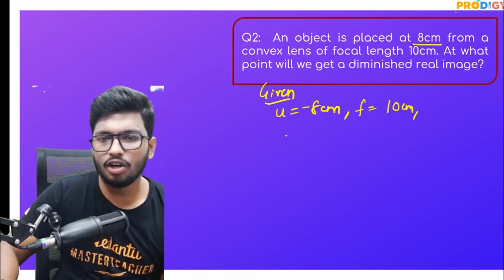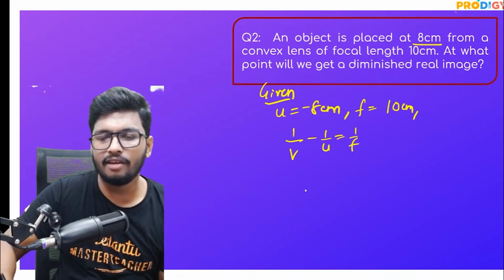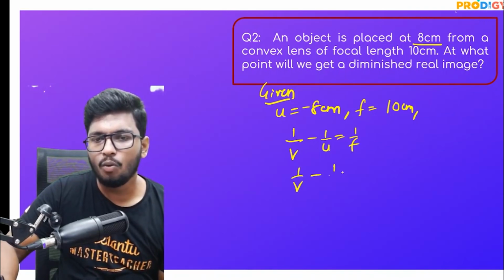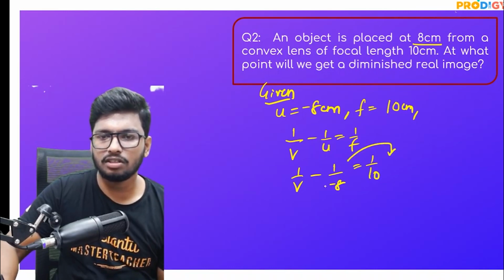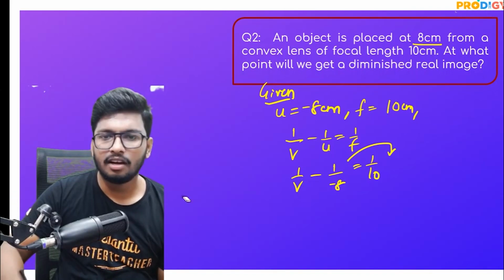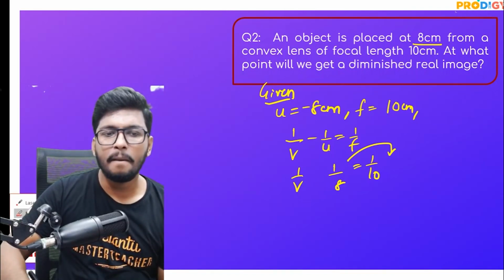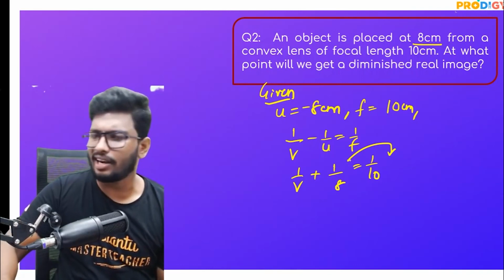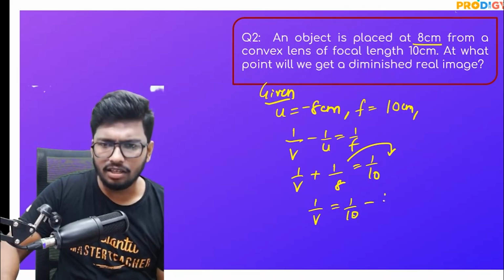Now guys, use your lens formula once again. 1 by v minus 1 by u is equal to 1 by f. 1 by v minus 1 by minus 8 is equal to 1 by 10. Take this to the other side. So this minus into minus becomes plus. So I can write this as 1 by v plus 1 by 8. Now when I take that to the other side, I'll get 1 by v is equal to 1 by 10 minus 1 by 8.